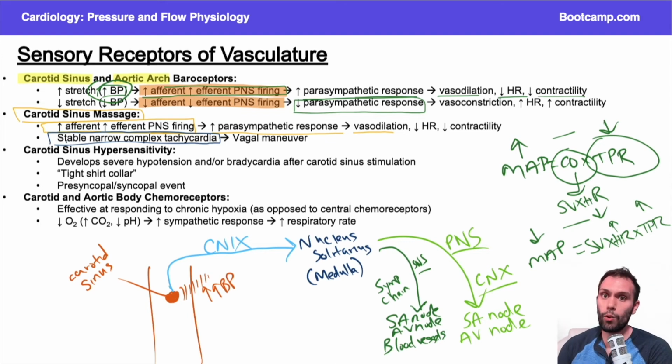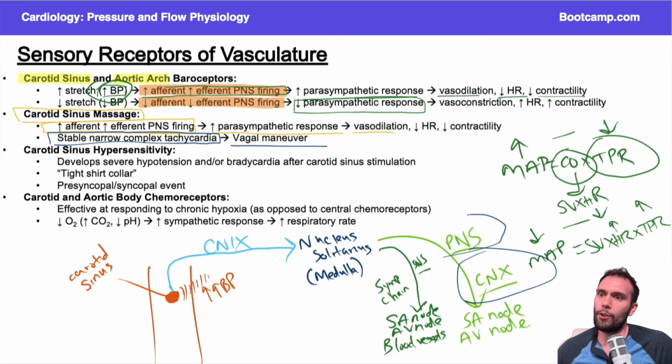Now, if that doesn't work, then sometimes we'll go to different kinds of medications like adenosine, for example, which I will talk about at some point. But again, the idea is this is a vagal maneuver. We're trying to stimulate the vagus nerve, right? Because that's the efferent part of this pathway to decrease the heart rate in conditions where we have tachycardia, particularly SVT is the big one.